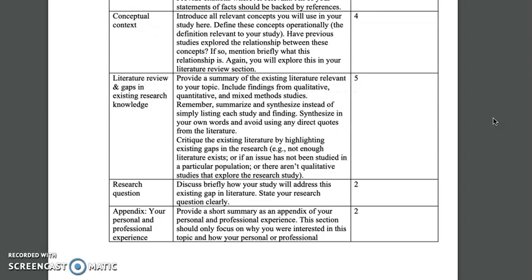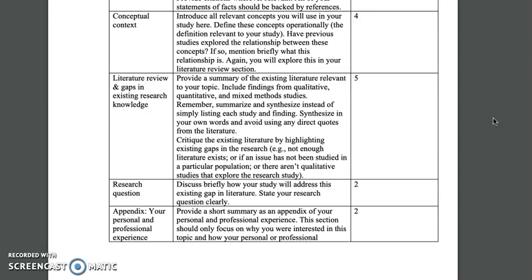Finally, you will move on to your literature review and gaps in existing knowledge. So here you're specifically focusing on existing literature that has looked at your topic. It might have looked at a very similar research question, or the same research question that you have, in a different population, or it might include a quantitative study or a mixed method study on the topic that you're now looking at qualitatively.